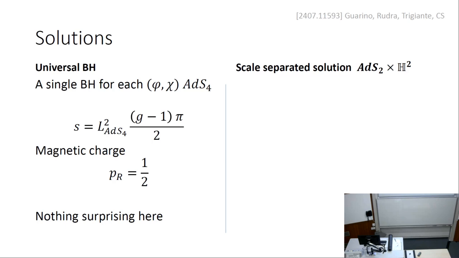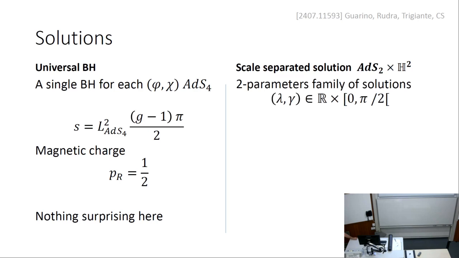Okay, so we have a second family of solutions, which I want to call near horizon solutions, but they are not necessarily the near horizon solutions of any black holes. They are just AdS2 times hyperbolic solutions. They're interesting because they look like they are scale separated. In particular, we have a 2-parameter family of solutions, parameterized by these 2 numbers.